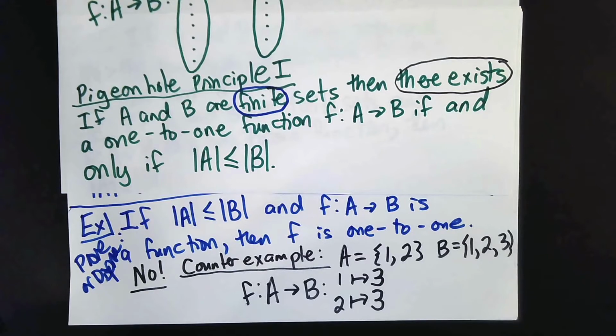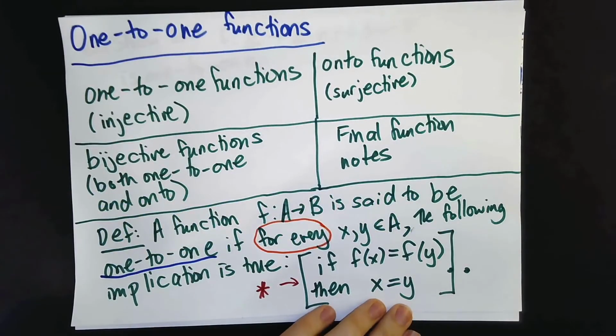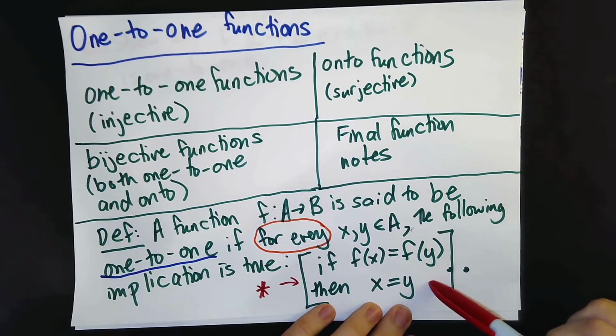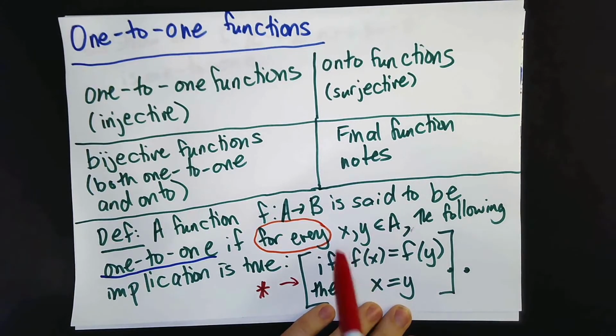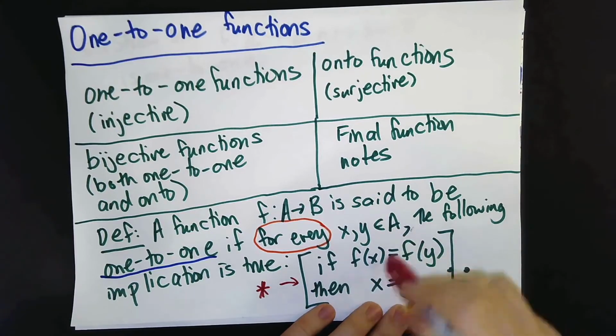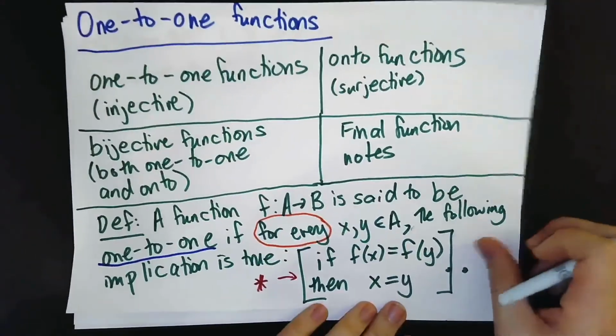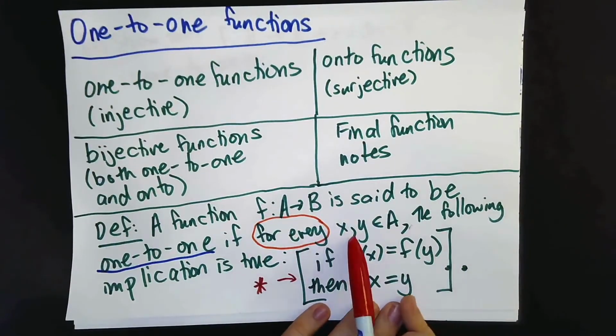We've put this off long enough. Let's start proving things are one-to-one. For this, we're going to want to come back to our definition, which is that a function is one-to-one if every pair of elements in the domain make the following implication true. So every pair of elements in the domain make this if-then statement true. And I'm just going to most often use a direct proof to show you this.